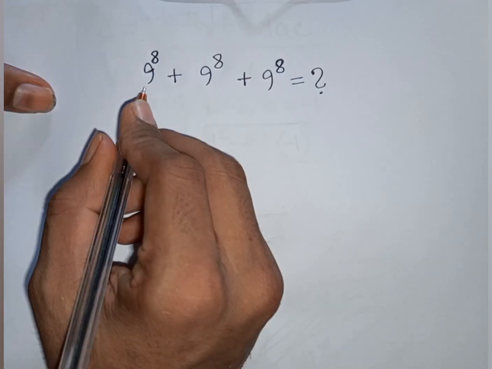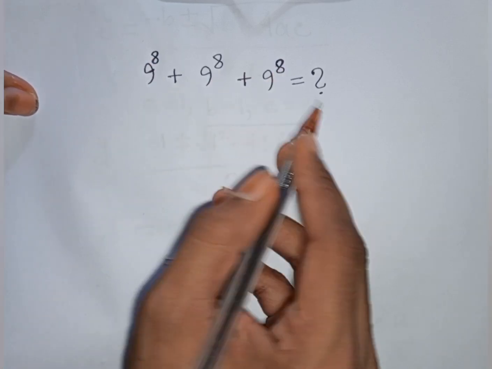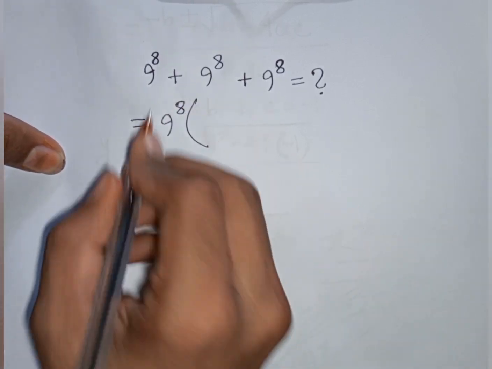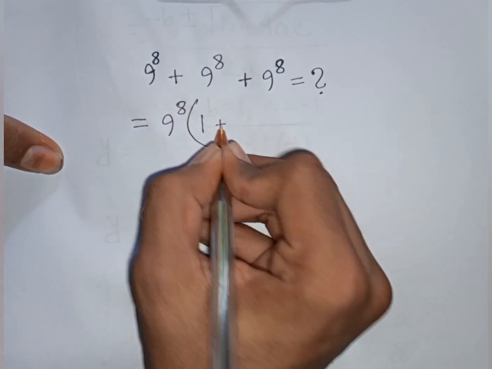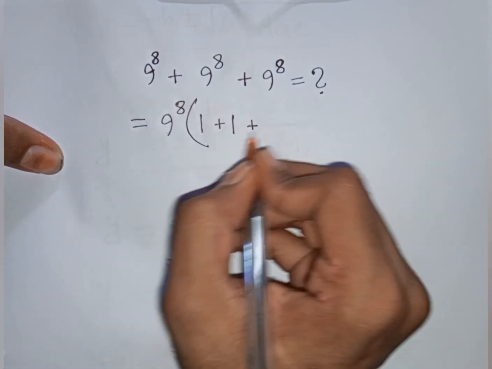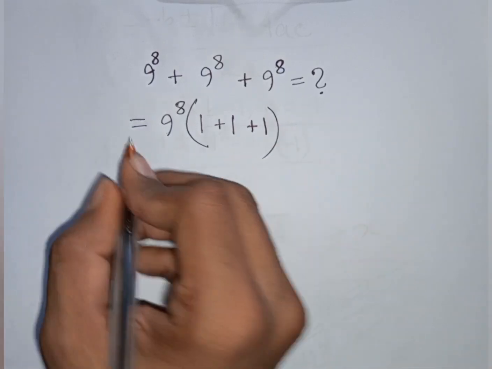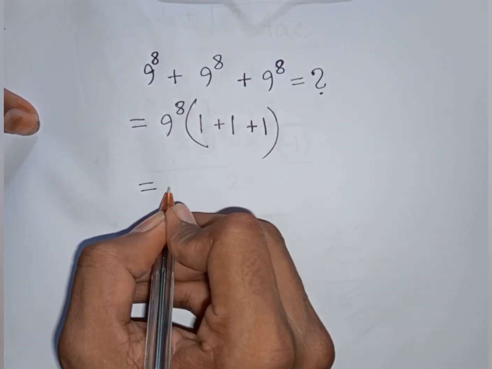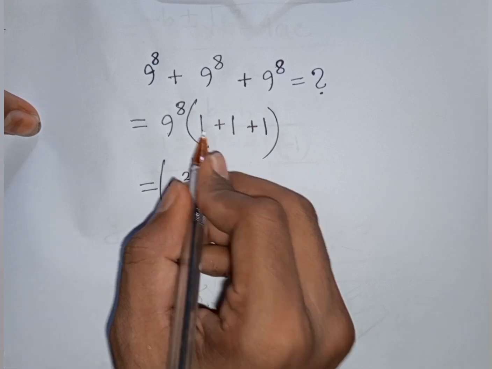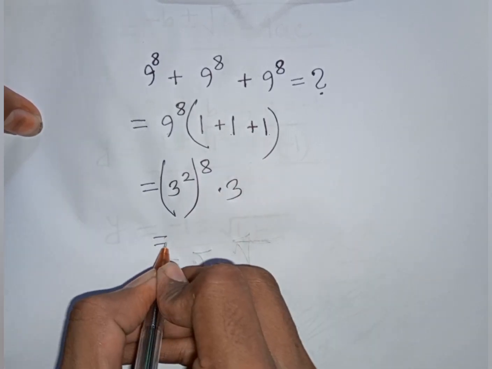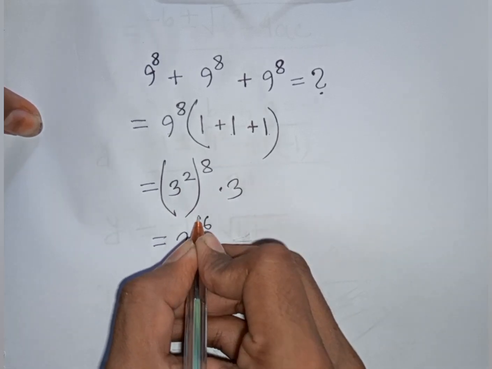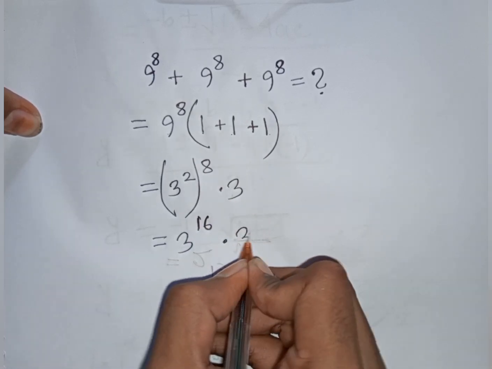How to simplify 9^8 + 9^8 + 9^8 is equal to what? So we take common 9^8. So 9^8 is out of the bracket. So this divided by this, that means 1, plus this divided by this, that means 1, then plus this divided by this, that means 1. Then bracket close, is equal to 9^8, which is the same as (3^2)^8, times 1 plus 1 plus 1, that means 3. Then it is equal to 3^(2 times 8), that means 3^16, times 3, which is the same as 3^1.